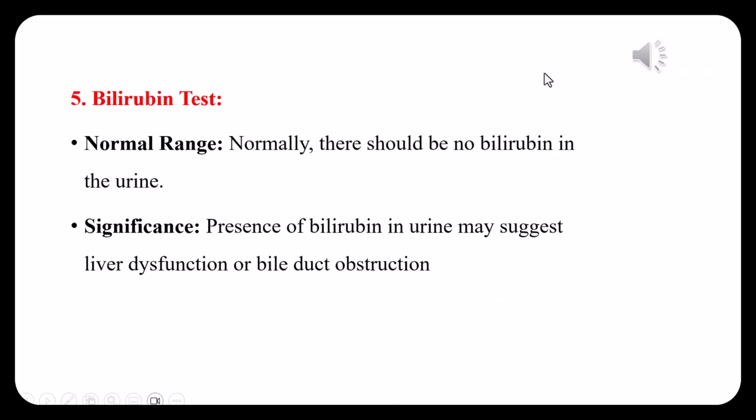Bilirubin test. Bilirubin is another component we can find in the urine. Normally there should be no bilirubin in our urine. When bilirubin is present, this may indicate the patient has liver dysfunction or a bile duct obstruction. When the liver is not doing its function normally, or the physiology is not normal, we can find an increased level of bilirubin. When the level of bilirubin increases in the blood, it may be filtered by the kidney and found in the urine also. So that is an indicator for us: when bilirubin is present on this chemical strip, maybe the patient has liver dysfunction or a bile duct obstruction.